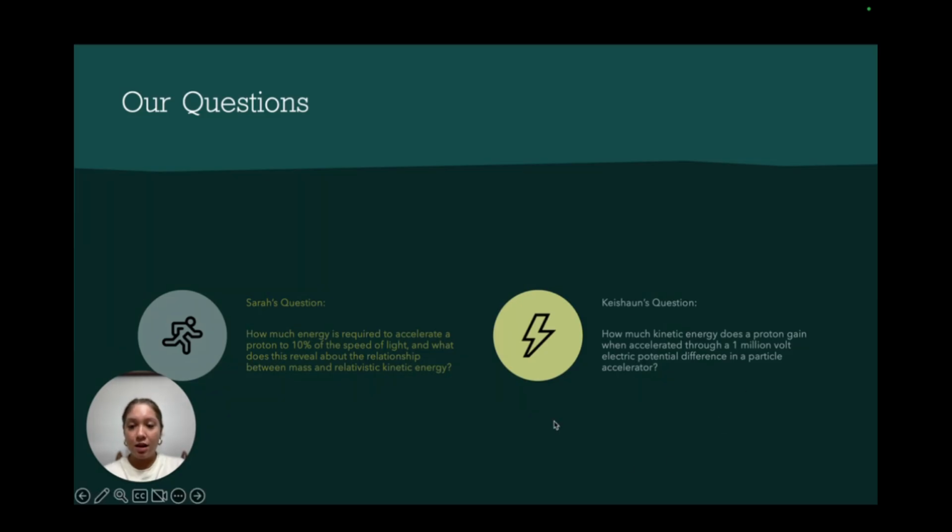So for my question: how much energy is required to accelerate a proton to 10% of the speed of light, and what does this reveal about the relationship between mass and relativistic kinetic energy?